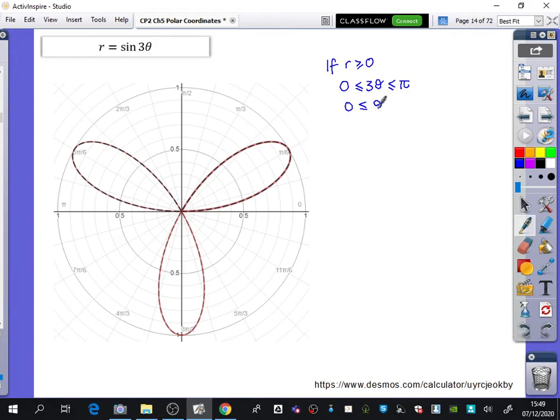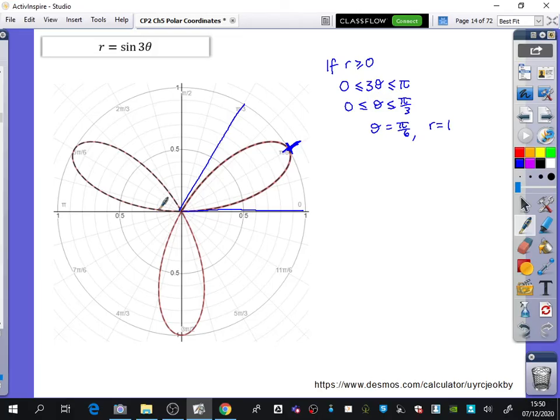and pi over 3. And we actually know that when theta is halfway between 0 and pi over 3, which is pi over 6, r would be equal to 1, its maximum value. So here is 0. Here is pi over 3. Here is pi over 6, where it's at that maximum value at that particular point. So you've got that petal in between 0 and pi over 3.